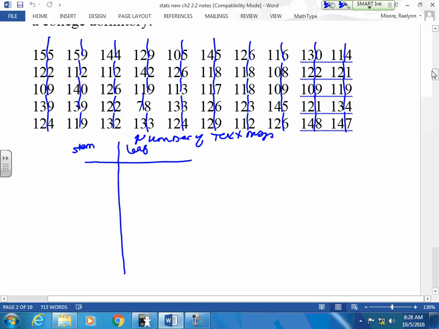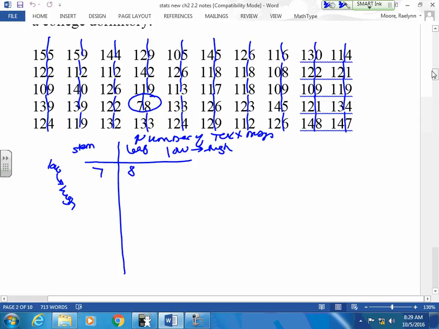Now, the stem is just all these two digits. They're usually the tens. So you find the lowest one, which is 78. That means this stem has to be the 70s. We just write the 7. We take all the numbers in the 70s, take all those one digits, and put them in order from lowest to highest. The leaves have to go from lowest to highest. The stems go from lowest to highest. And we only have one in the 70s, so we put an 8.